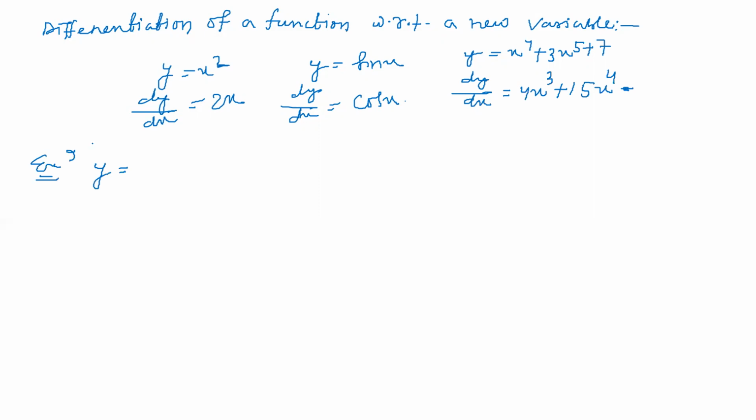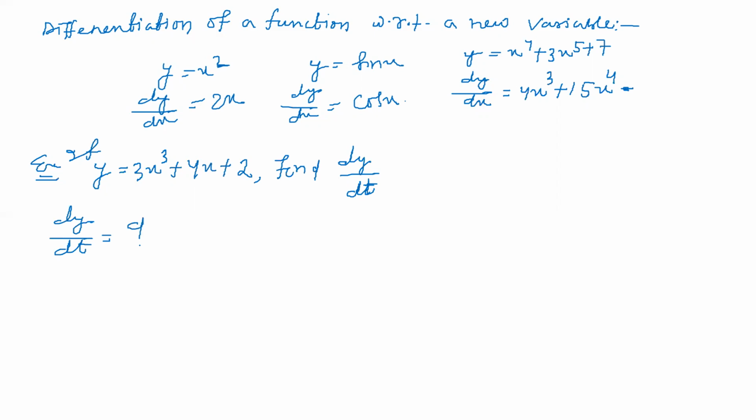If y is equal to 3x cube plus 4x plus 2, but I ask you to find dy by dt. T is not there in the function, but I told you to find dy by dt. Then what do you have to do? You want to find dy by dt, but y is independent of t. That means you will write d by dt of 3x cube plus 4x plus 2.